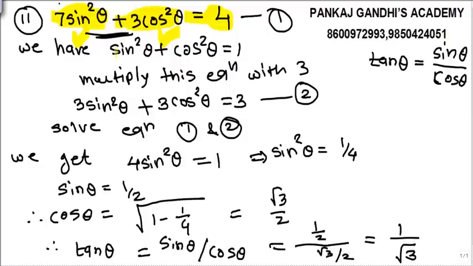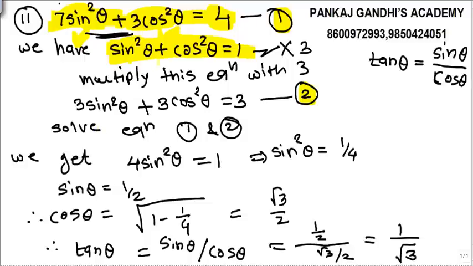So from the standard expressions, we know that sin square theta plus cos square theta is equal to 1. This is the standard formula. So I got the second equation, sin square theta plus cos square theta, and given is 7 sin square theta plus 3 cos square theta. So let's multiply this equation by 3. So 3 sin square theta plus 3 cos square theta is equal to 3. This is equation number 2. So let's solve equation 1 and equation 2.